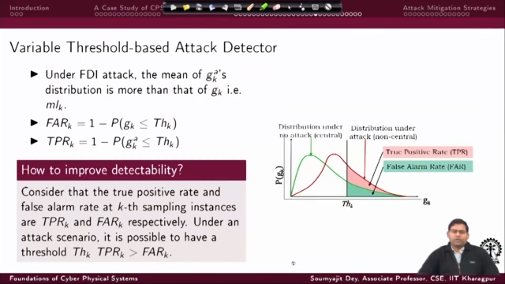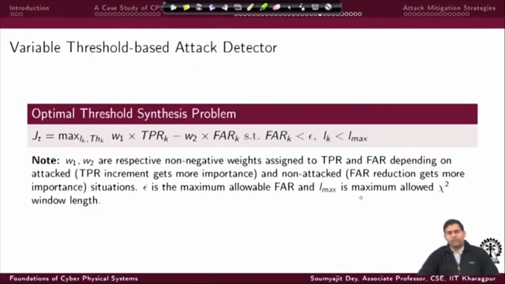Now, the question is what should be my target when I am trying to create a detector. I should try to create a detector which chooses its parameters, the threshold and the window length, in such a way that the true positive rate's value is higher than the false alarm rate's value. Based on that, we created this optimal threshold synthesis problem, and we ask what should be the parameters of this detector so that this objective function gets satisfied.